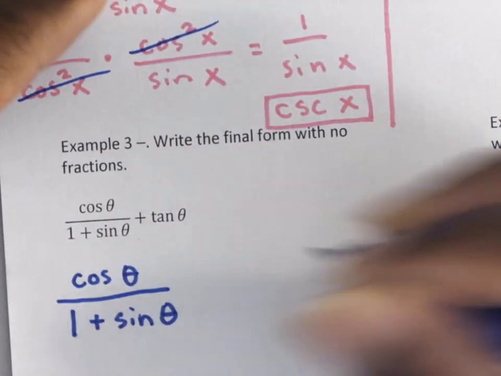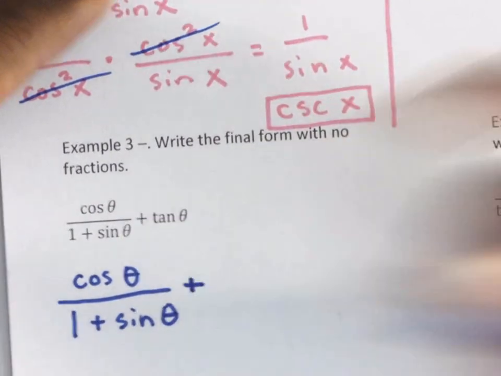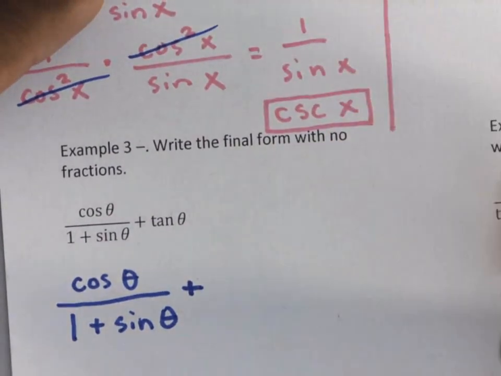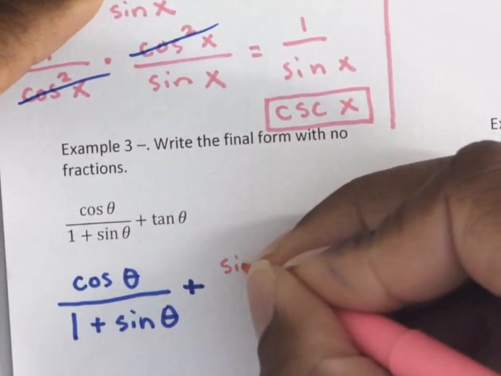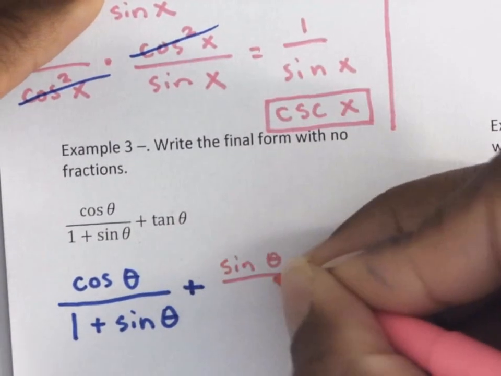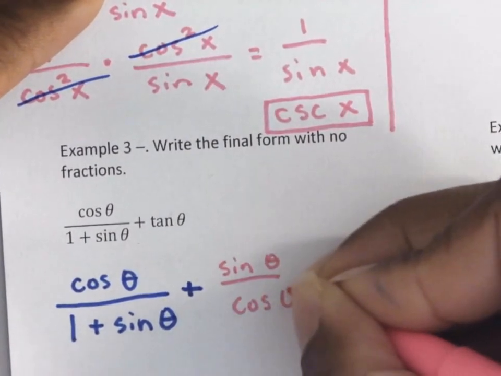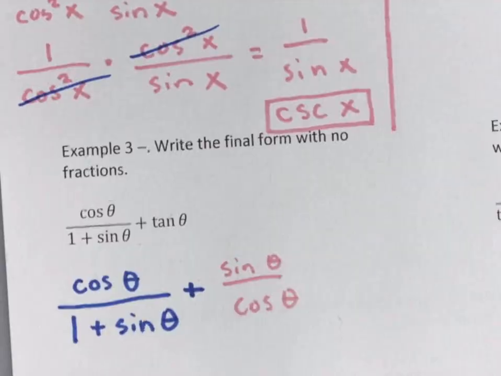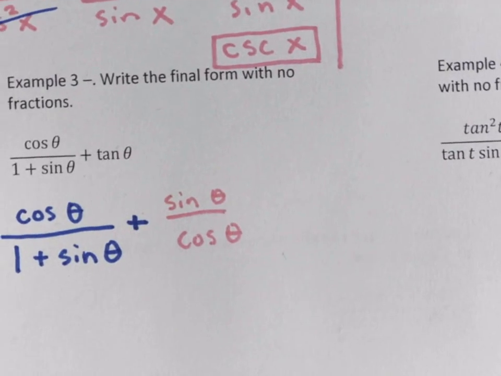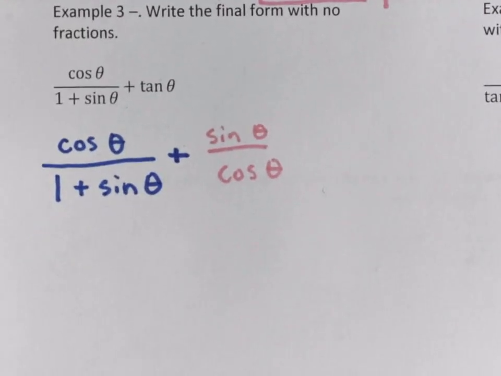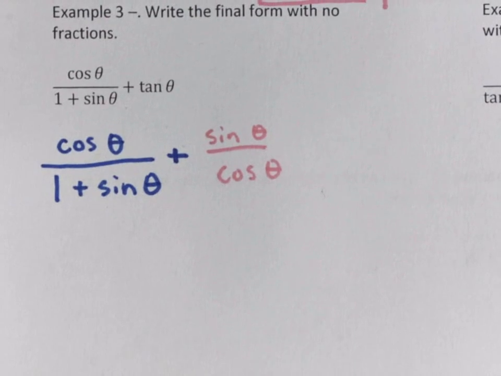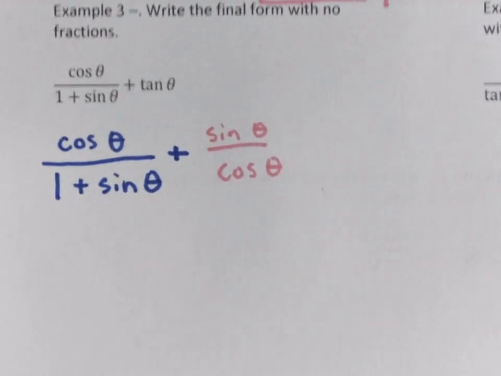So I'm just rewriting the first term. The second one we said we could change to sine theta over cosine theta. So those would cancel out. What cancels? The cosine term. Are we multiplying them or adding them? Okay, so they don't cancel like last time.